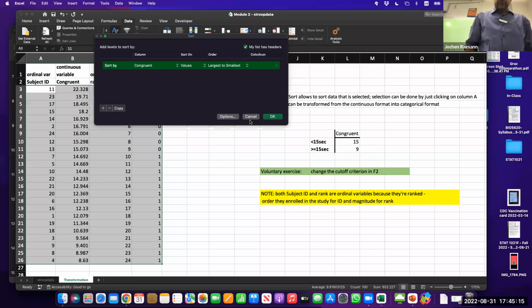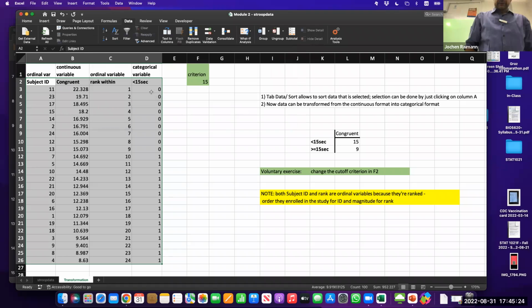With Control Z, like Zebra, you go backwards and you can restore it to the initial settings. But you can play around with sorting. This is usually quite reliable. Go back to original. Command and Z, like Zebra.